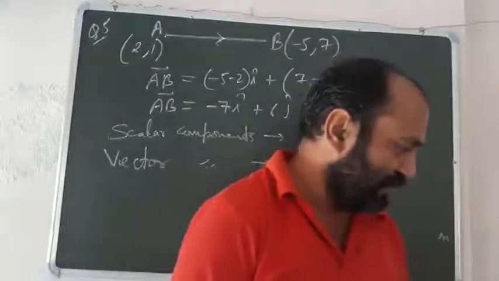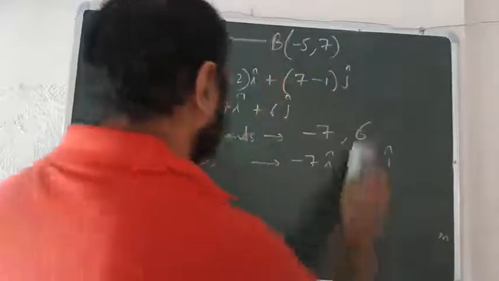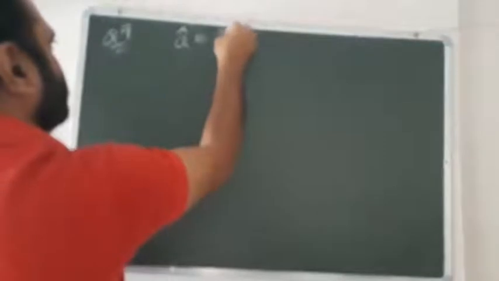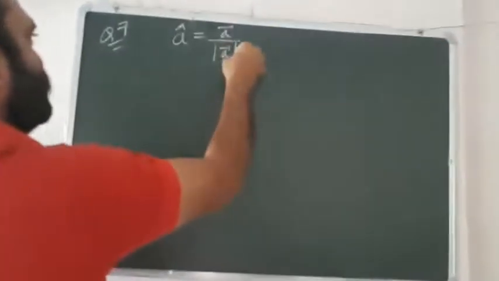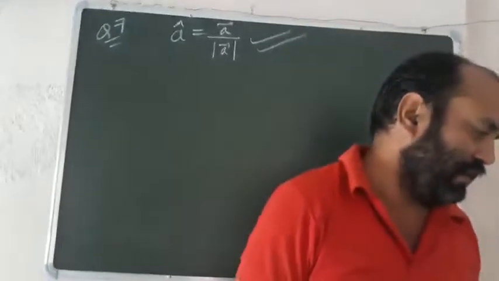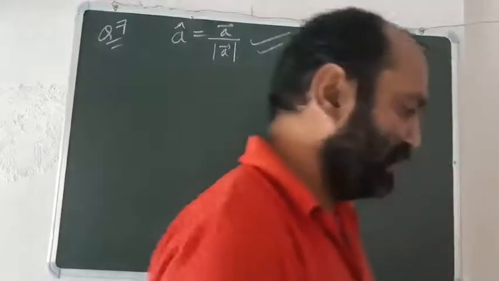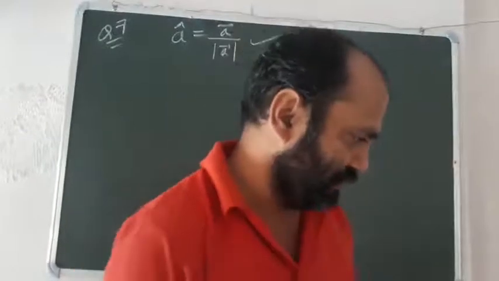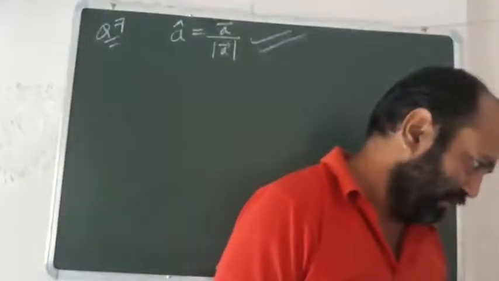And question number 7 is also very easy. You can find the unit vector along the direction of the vector. You can use this formula: vector upon its magnitude, a vector over the magnitude of a vector. You can use this formula for finding the unit vector in the direction of a vector. The vector given to you is i cap plus j cap plus 2k cap. This is a very easy question. You can simplify it yourself.